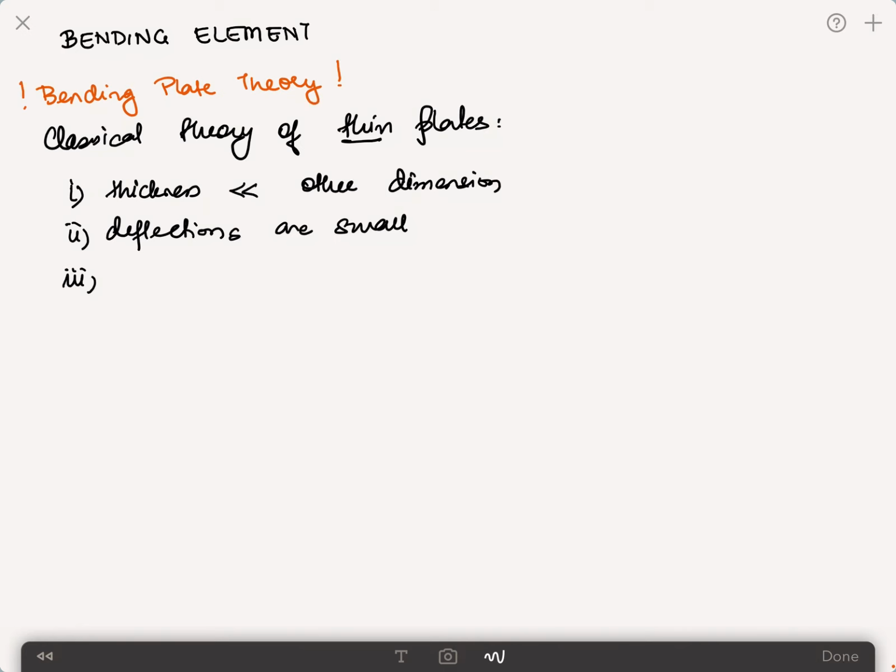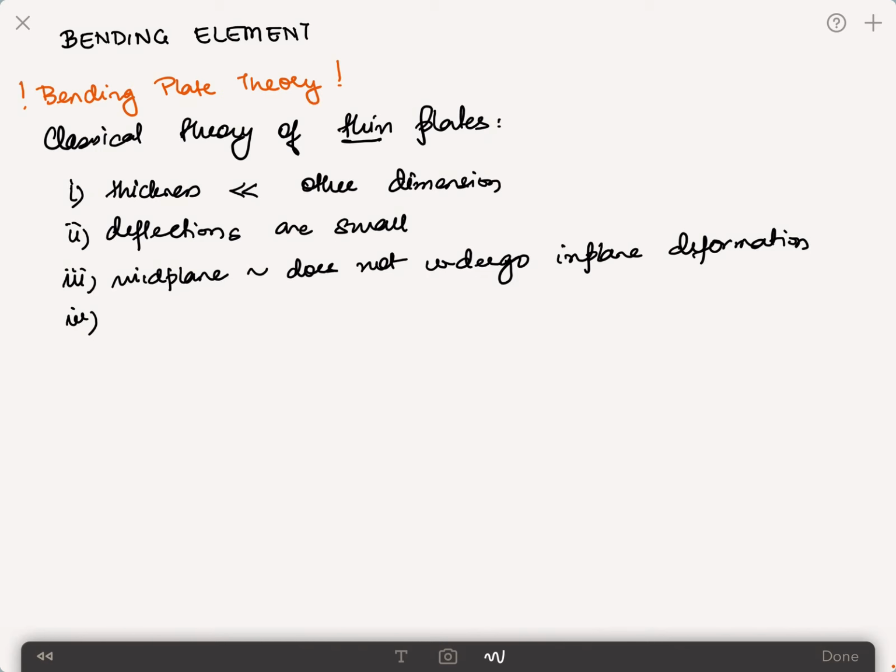The third assumption is that the mid-plane of this plate, so that means if you're considering the neutral axis of this plate, the mid-plane of this plate does not undergo any in-plane deformation. So it always remains straight or flat at the midplane. And the final one is that the transverse shear deformation is also 0. And that will easily show up again when we describe the strains in the system.